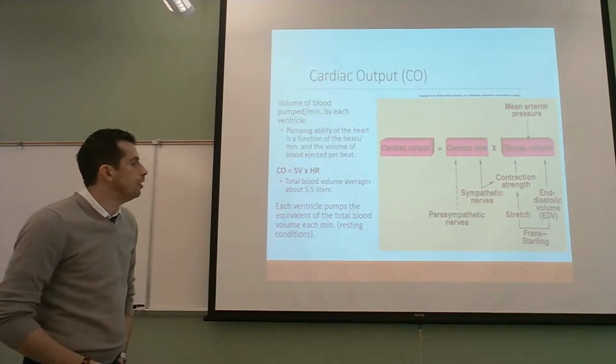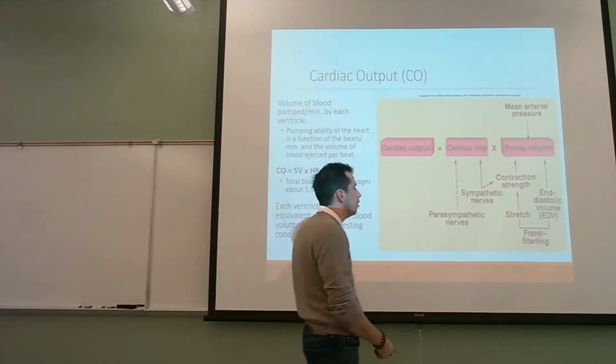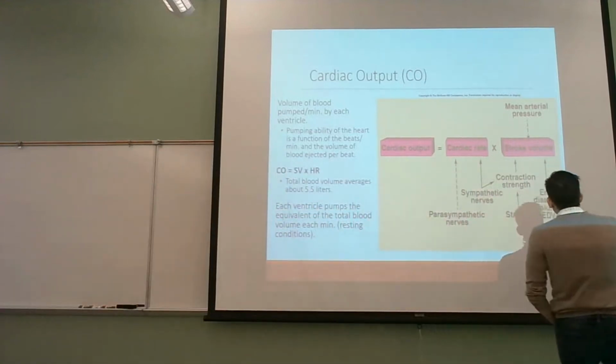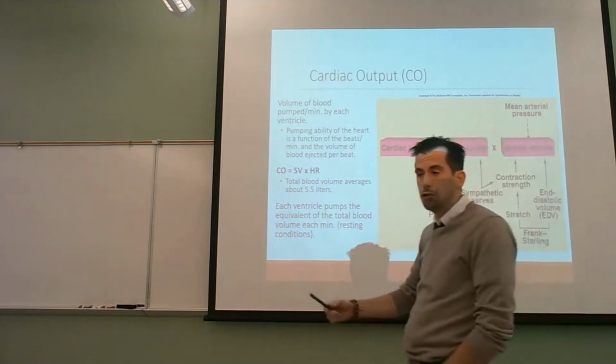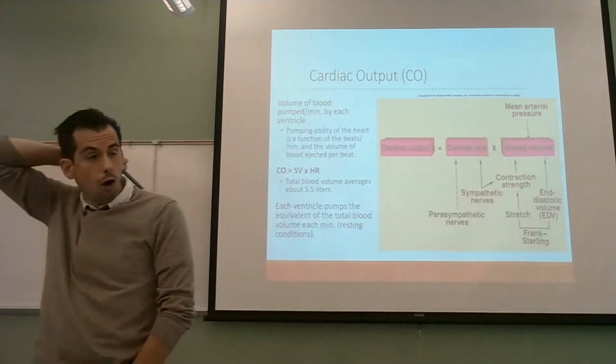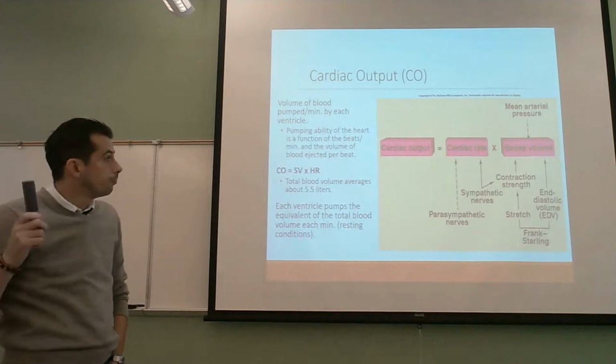We've got a concept called the Frank-Starling phenomenon as a result of our end-diastolic volume. That's going to give us an increase in contraction strength. And again, increase in contraction strength gives us a greater volume moved per beat.